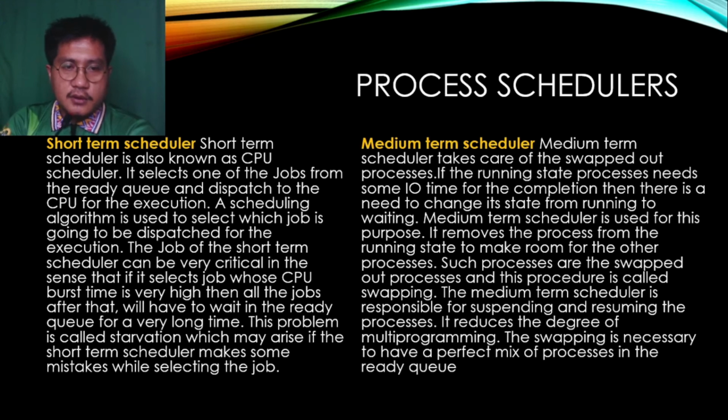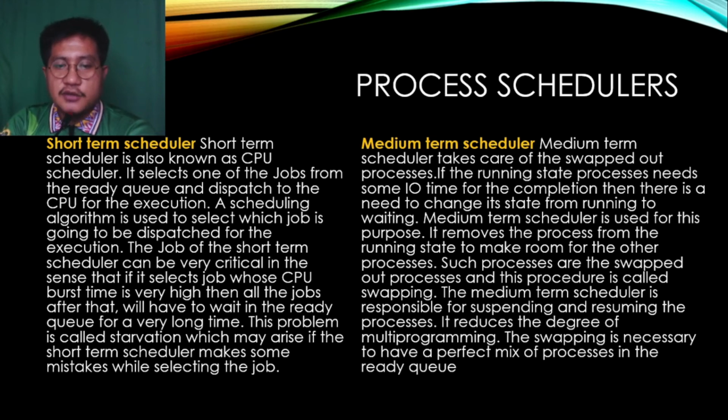And then there is also the short-term scheduler. The short-term scheduler, also known as the CPU scheduler, selects one of the jobs from the ready queue and dispatches it to the CPU for execution. A scheduling algorithm is used to select which job is going to be dispatched for the execution.